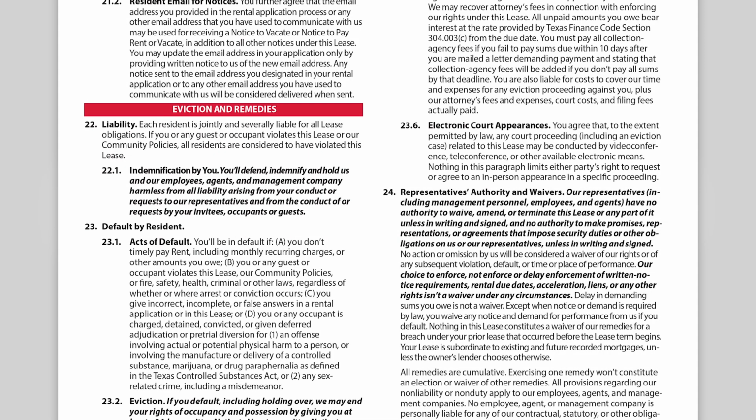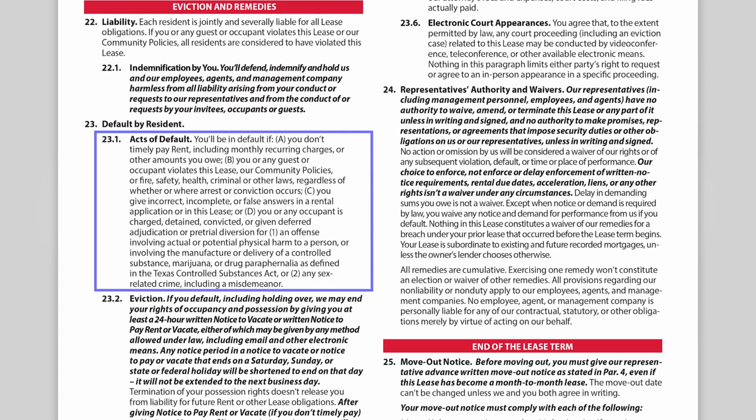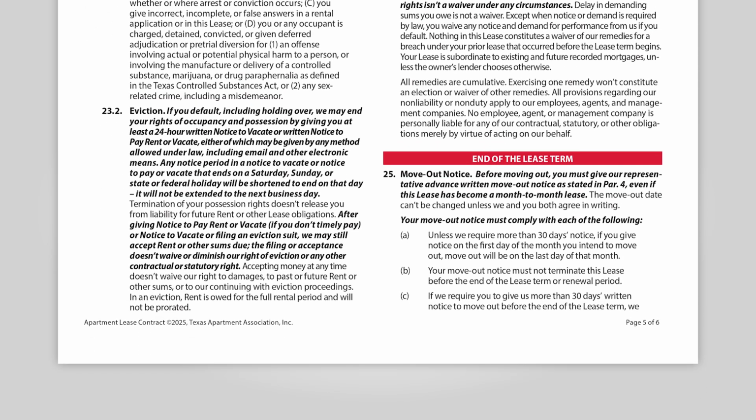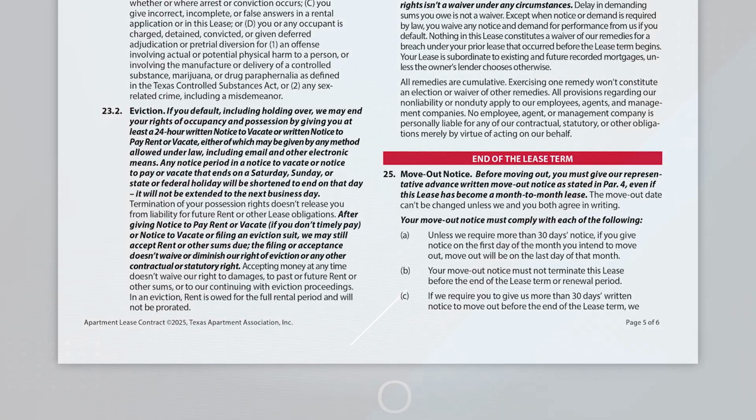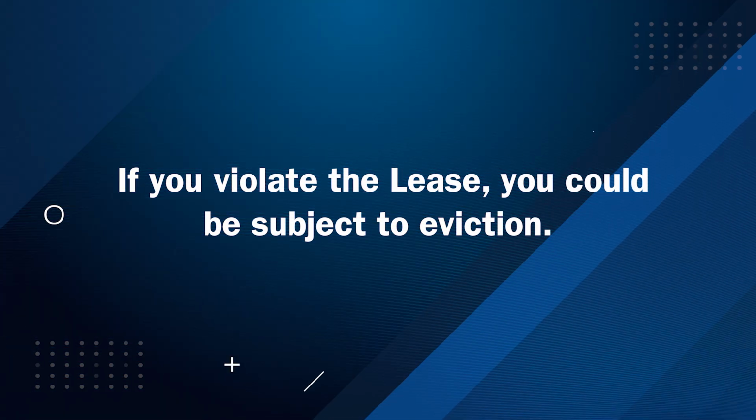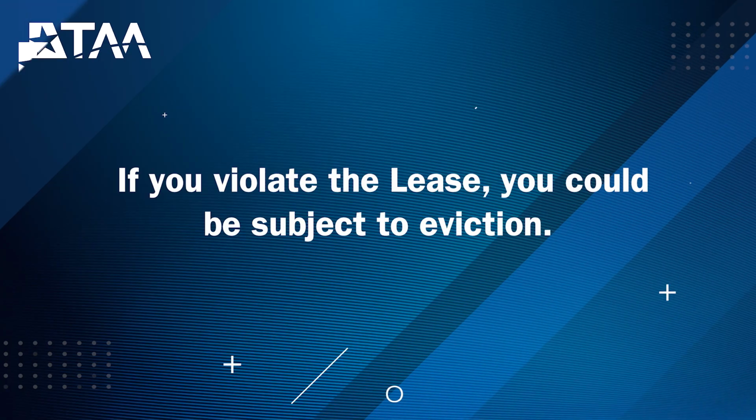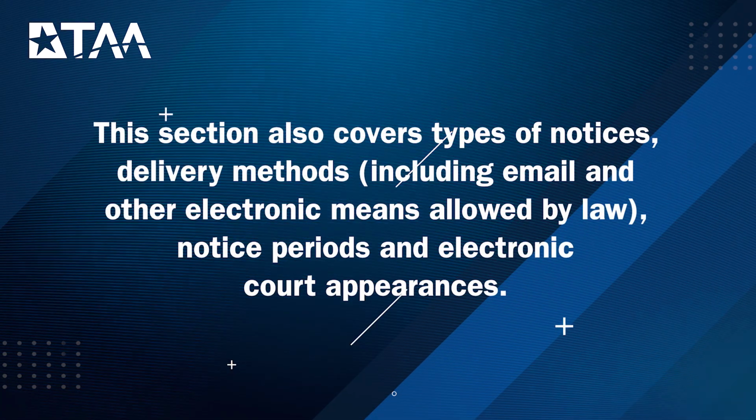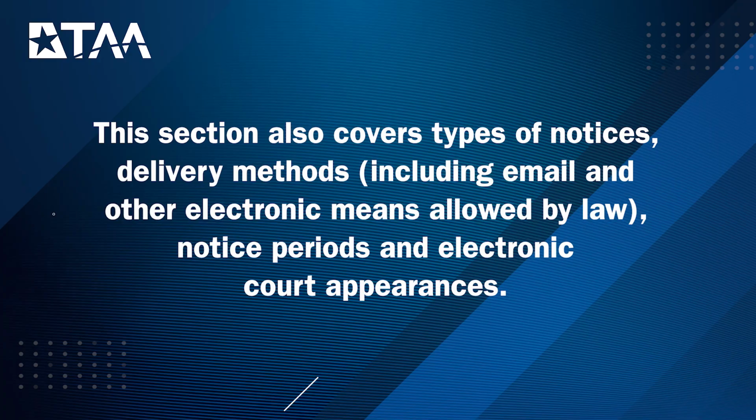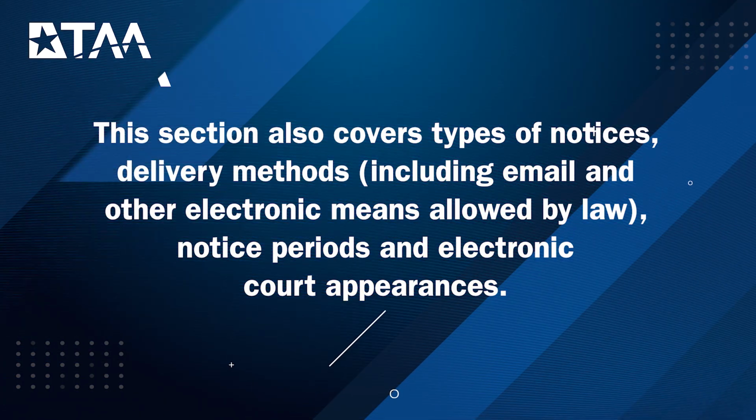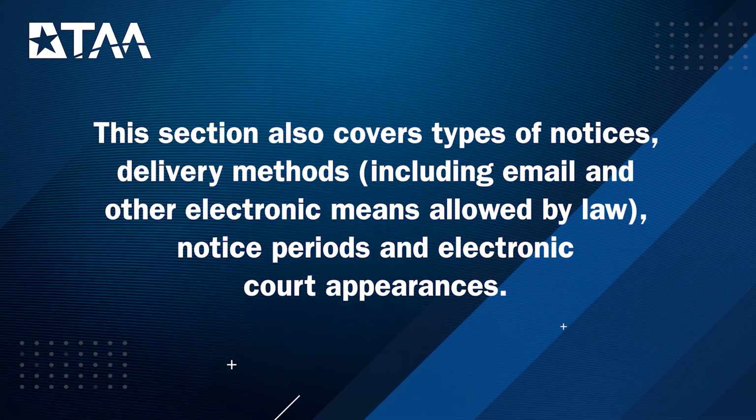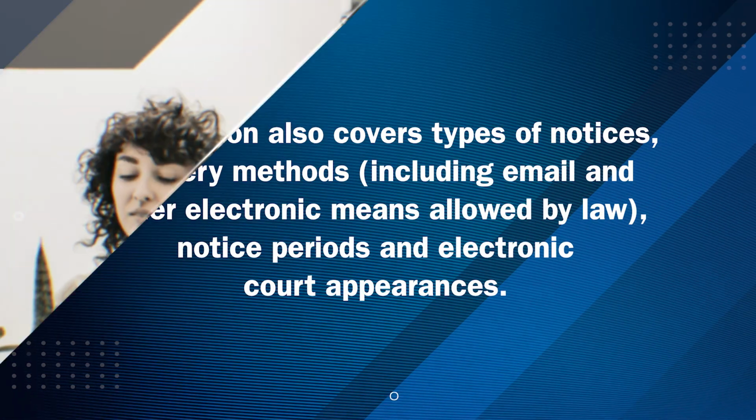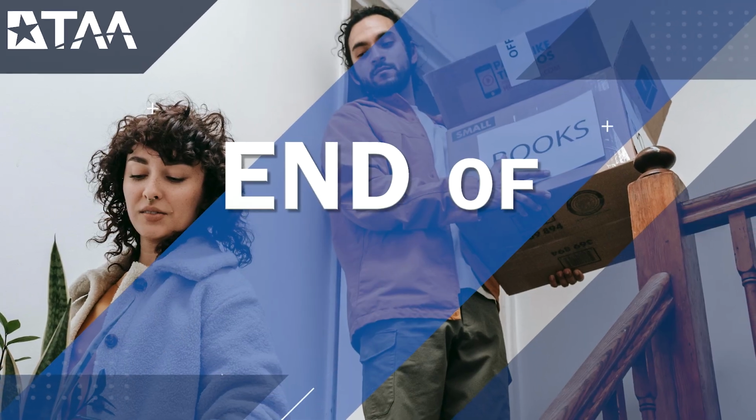Paragraph 23. Default by resident. This section defines default and describes our remedies when you are in default of any provision in your lease. If you violate the lease, you could be subject to eviction. This section also covers types of notices, delivery methods, including email and other electronic means allowed by law, notice periods, and electronic court appearances. End of lease term.